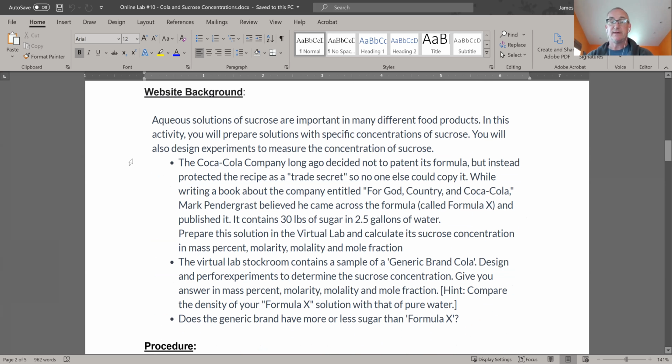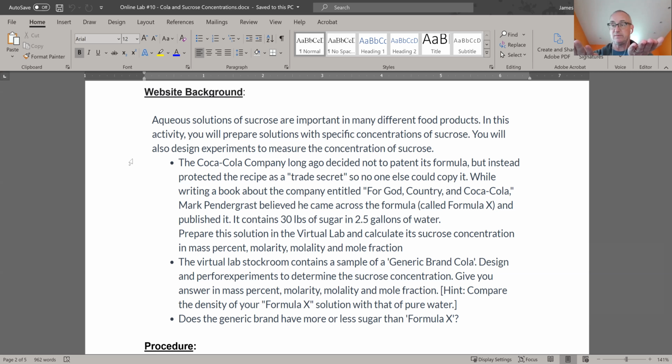This is the background here, where someone thinks they came up with the actual secret formula, and if they did, that would be worth quite a lot of money. But they found that 2.5 gallons of water contain 30 pounds of sugar. Now, one of the things we're going to do is make that and see what the density of it is. So we're going to make our standard curve, see what the density of formula X is, and then see if it is the same as the cola that's given in the lab.